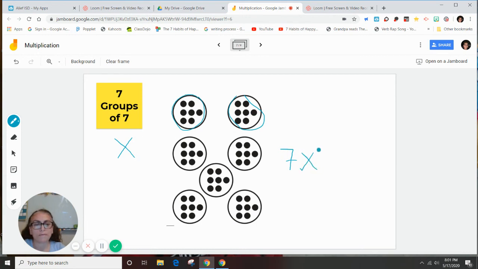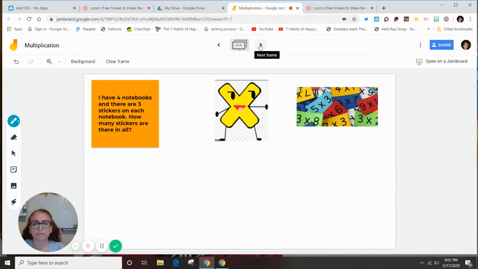7 groups of 7. Okay, remember those multiplication tables that we need to be practicing. So I'm going to put 7 plus 7 plus 7 plus 7 plus 7 plus 7 plus 7. 49. Okay, let's go to the next one.